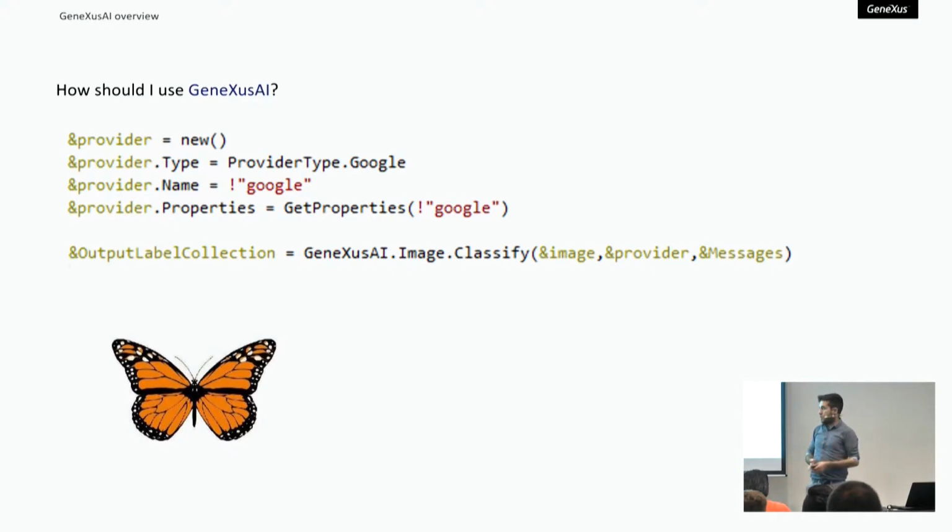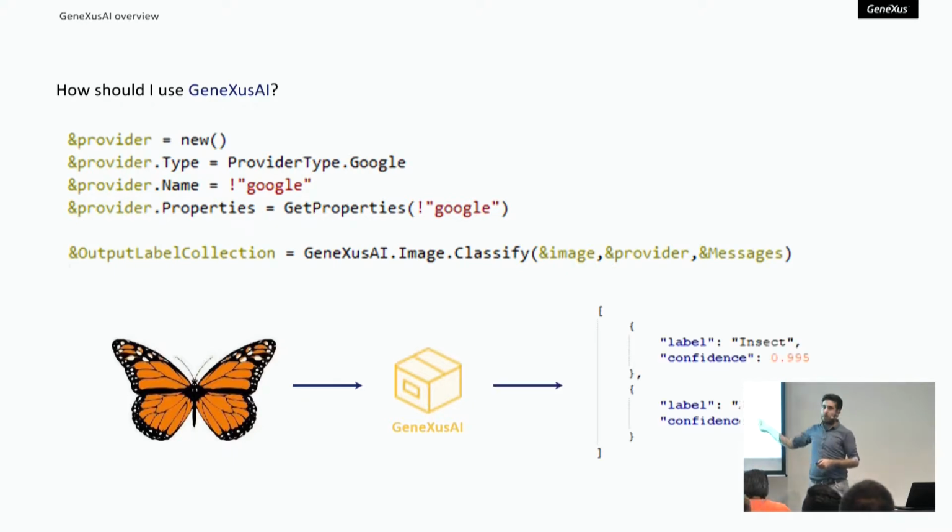If our image is this one, we'll put it in GeneXus AI, and this module will give us something like this. We are saying that the entry is a butterfly, and the Google provider will say it's an insect with a certain probability, and with a certain level of confidence it's going to give us several labels on the basis of what it has seen.